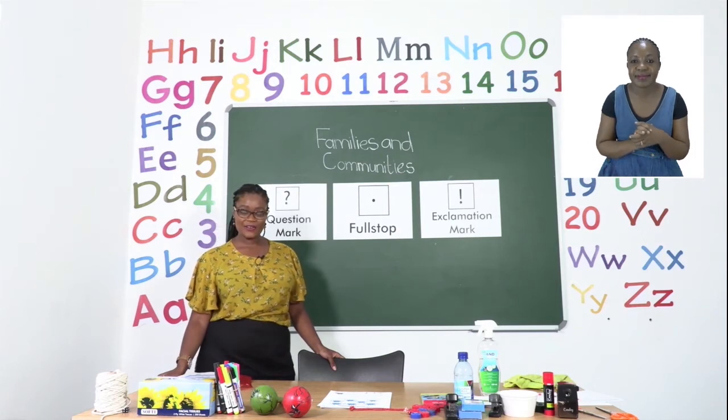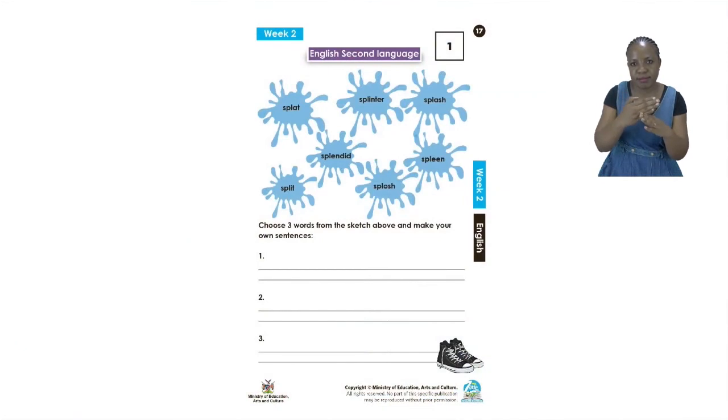Our first exercise can be found on page 17. On page 17, we have some words, and those words all start with our sound spl. Everybody, let's say spl. Very good. Now we are going to try and read each word from the splotches that we can see. We have the word splat. Can you see the word splat? Very good. We also have the word splinter. And then we have the word splash.